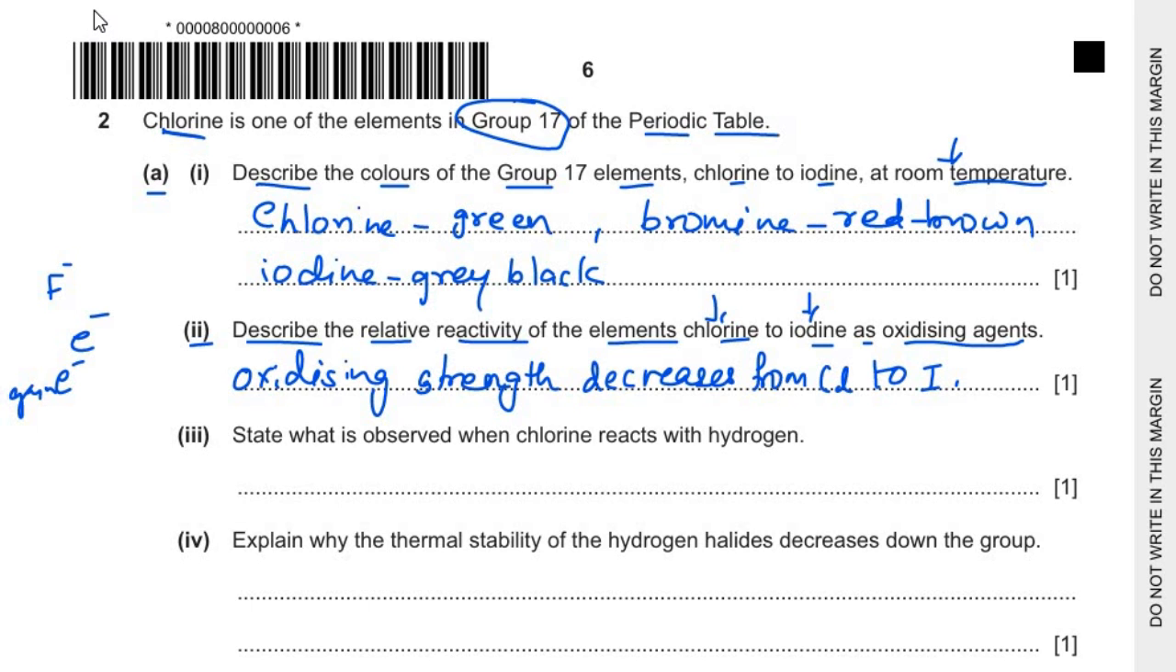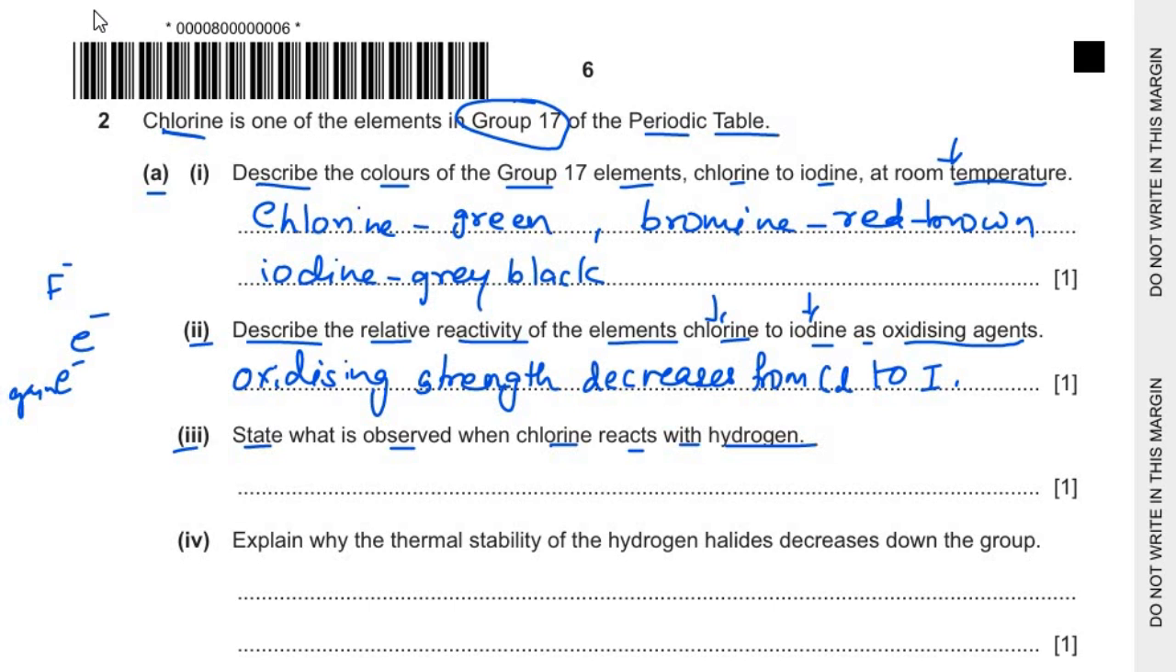That's what we can write, because fluorine is most oxidizing and then comes chlorine and then bromine and then iodine. It decreases down the group, so we can write it this way. The third part is: state what is observed when chlorine reacts with hydrogen.